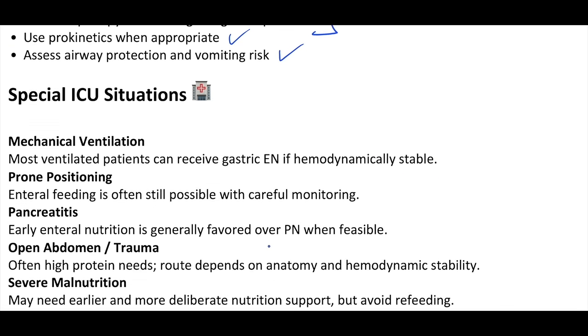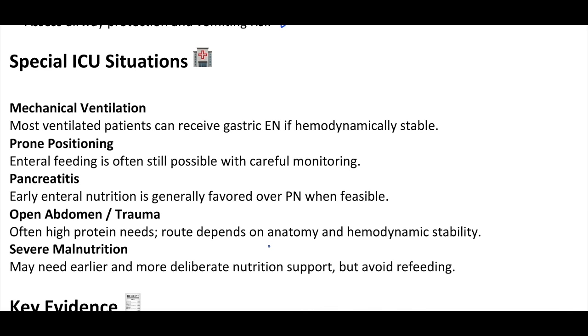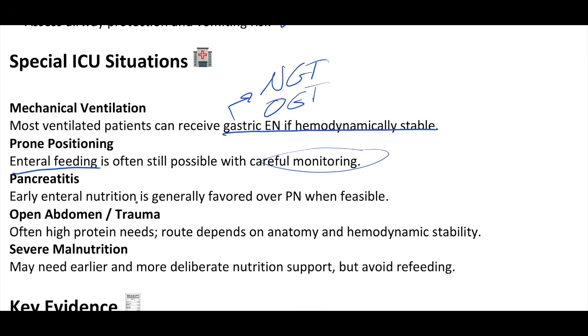All right, special ICU situations. Mechanical ventilation. Patients on mechanical ventilation are often receiving gastric enteral nutrition if they're hemodynamically stable, right? That is most often through a nasogastric tube or an orogastric tube. Prone positioning. We can still feed enterally patients in prone positioning. We just got to be careful and monitor them.